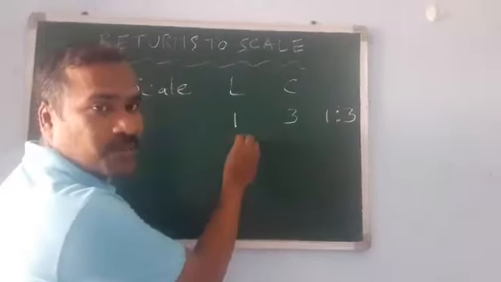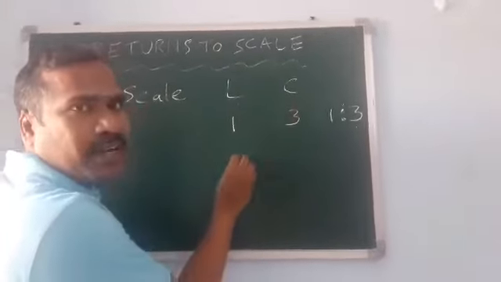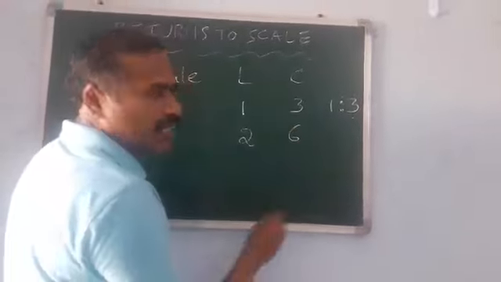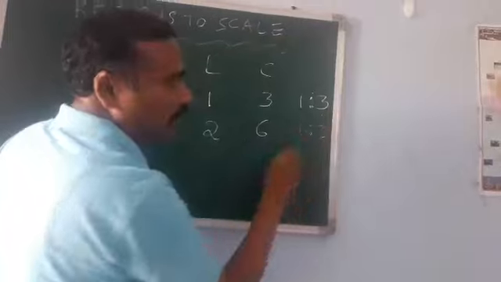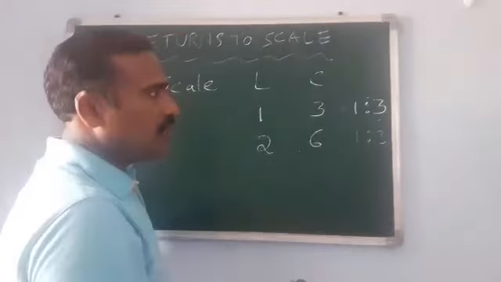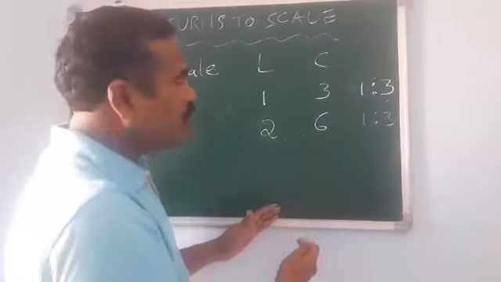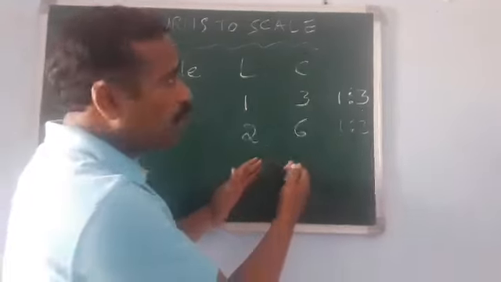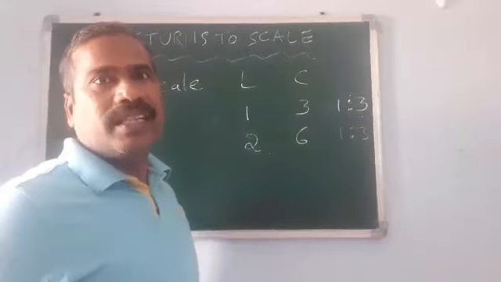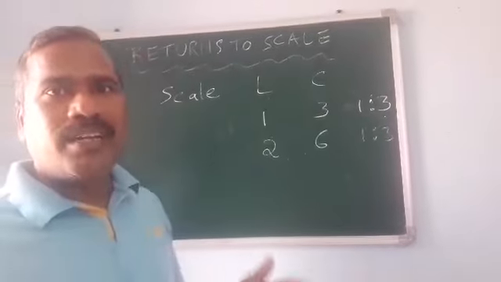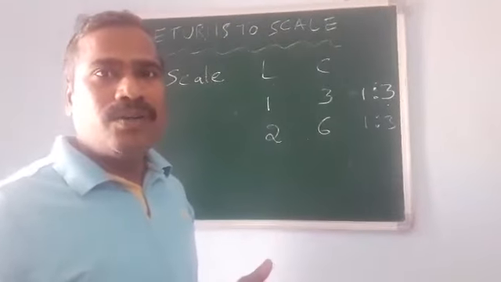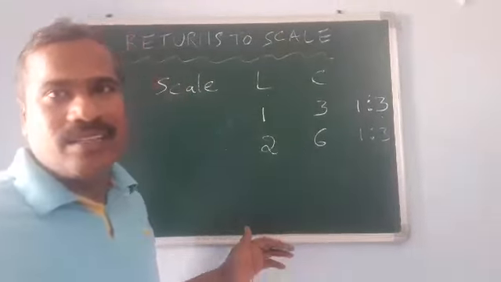So this is different from the previous product. The scale of this product is 1:3. If you increase the labor and capital, for example, labor to 2 units and capital to 6 units, the scale is not changed, that is 1:3. So without altering the scale, we are increasing the labor and capital. How the production increases by increasing labor and capital will be discussed by the returns to scale. So we are now going to explain the returns to scale.